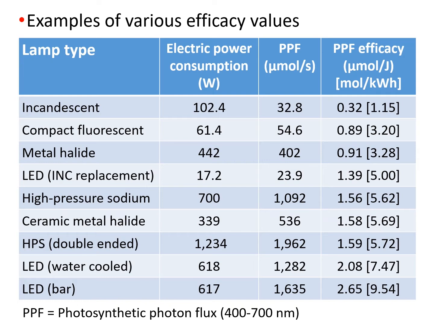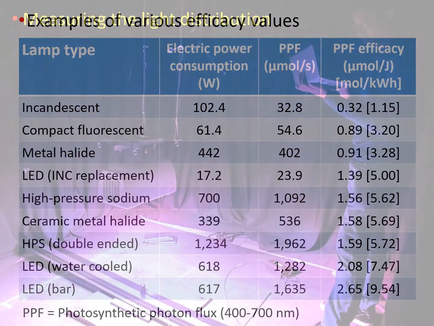This table shows the power consumption and light output of a selection of different lamps or fixtures that were evaluated using an integrating sphere. The corresponding efficacy numbers are reported in the last column of the table. Note that the efficacy numbers are highest for the LED fixtures tested. Lamp manufacturers are reporting even higher efficacy numbers for their most recent models than reported in this table. Efficacy values as high as 3.5 micromoles per joule have been reported in product literature.